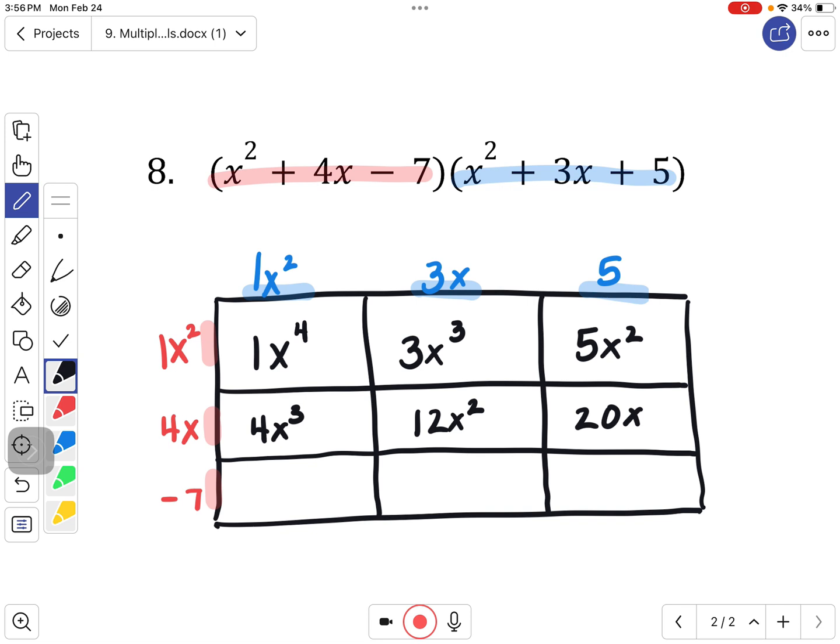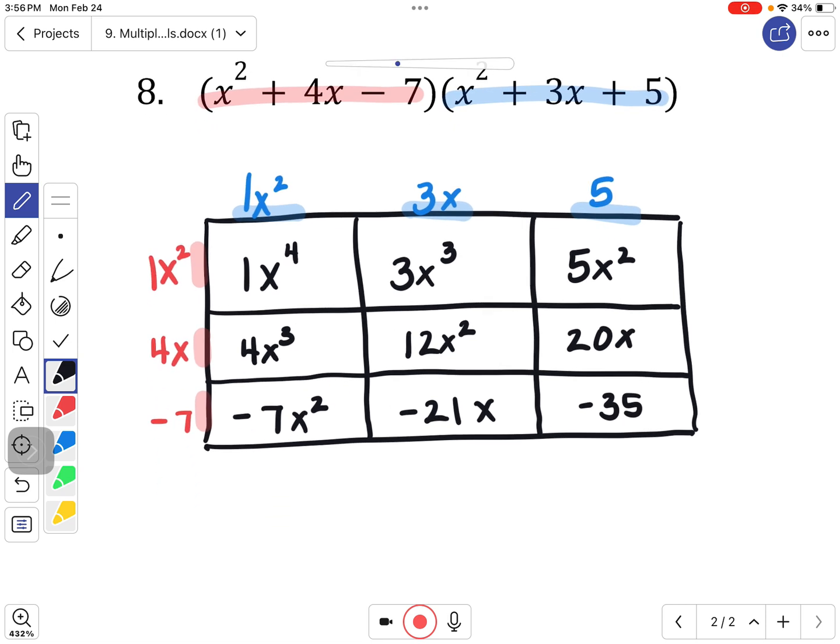Okay, the last one, I'm doing the bottom row. So I have -7 times 1, which gives me -7x squared. -7 times 3x is going to give me -21x. And then -7 times 5 is going to give me -35.